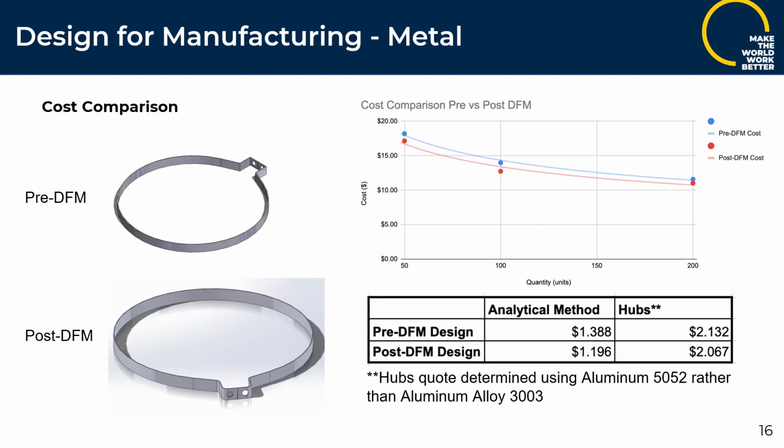Pre and post DfM designs were quoted online through Hubs to compare with the analytical method. The key takeaway is to note that both the analytical method and the online quote from Hubs show an increase in cost after the modifications made from DfM. It is also important to note that the cost per part based on the Hubs online quote is based on aluminum 5052 instead of aluminum alloy 3003 that we selected for analytical calculations earlier in the process. Likewise, there is likely to be some additional error given that the cost from Hubs was extrapolated from 50 to 200 units, which is significantly less than our estimated volume of 17,480 units.